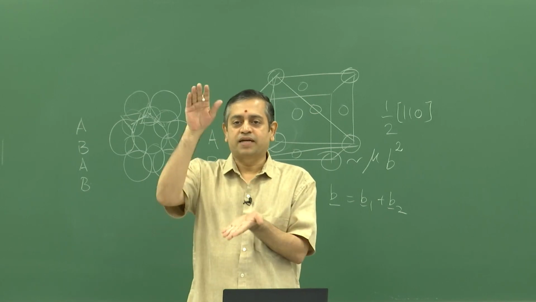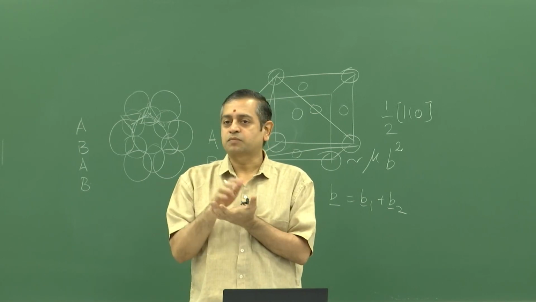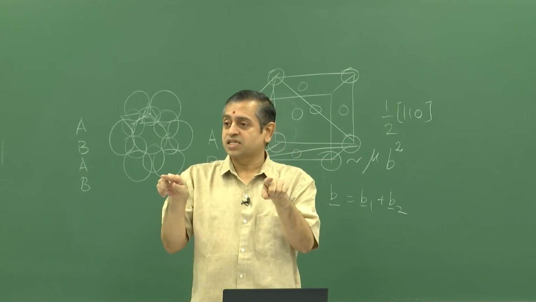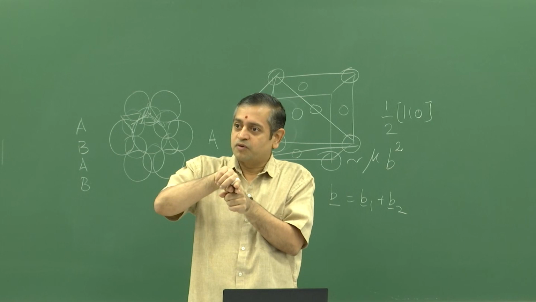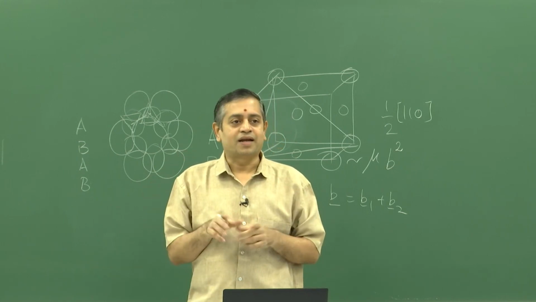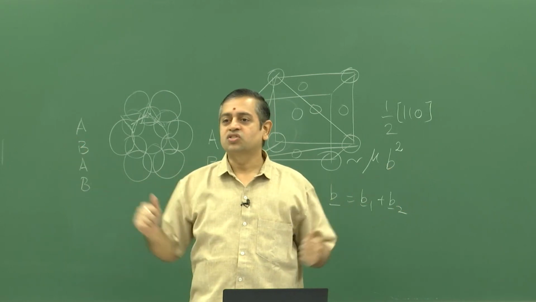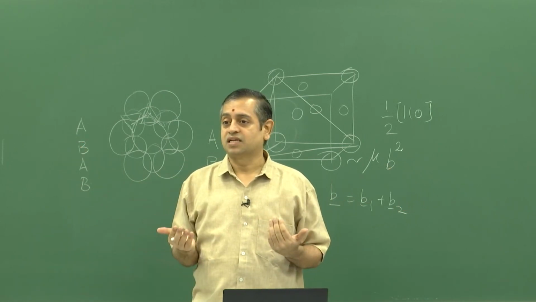Instead of moving in one plane, it has to move to the next plane above or below. If it has to move, then if these partials are separate, they have to come together, form a full dislocation and move. And now if the stacking fault energy is low, these two are very far apart, so they cannot cross slip that easily.